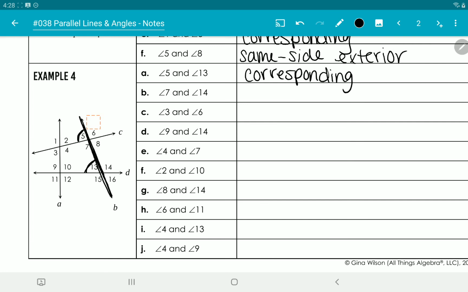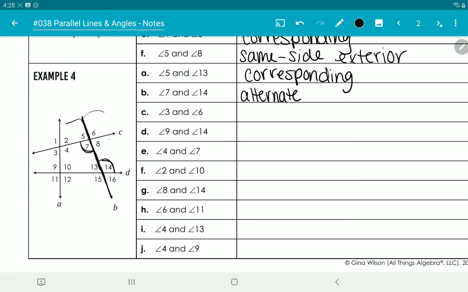Okay, so now if we go to the next one, 7 and 14. 7's right here, 14's right here. Again, you can see this is the one that's going through those two. Okay. So they're on opposite sides of this transversal. See, 7's on the left and 14's on the right. So they're going to be alternate.